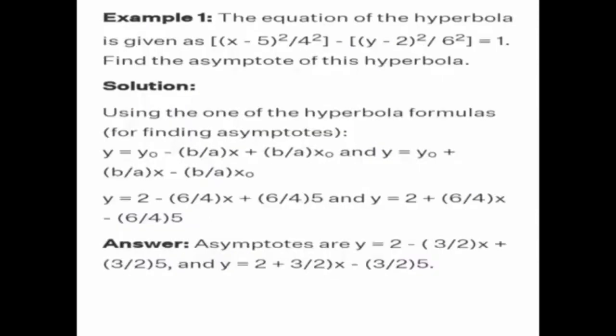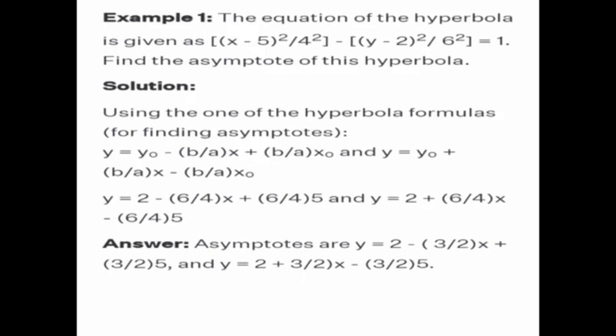So we have example number 1. The equation of the hyperbola is given as the quantity (x minus 5) squared all over 4 squared minus the quantity (y minus 2) squared all over 6 squared is equal to 1. Find the asymptotes of this hyperbola.